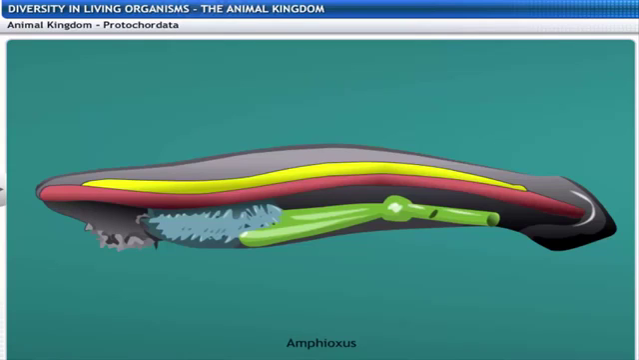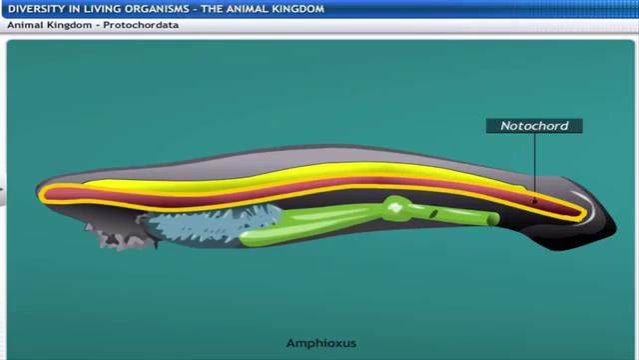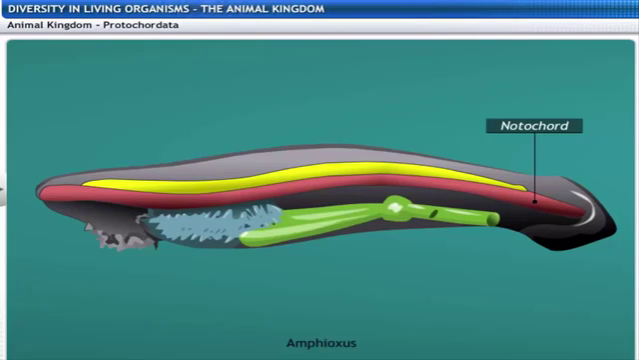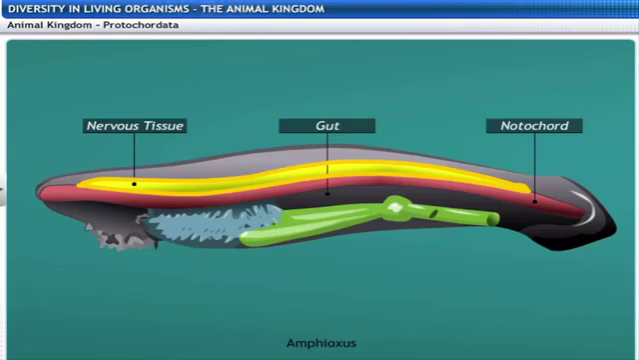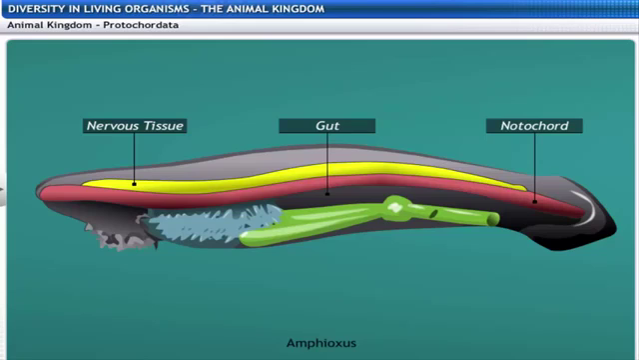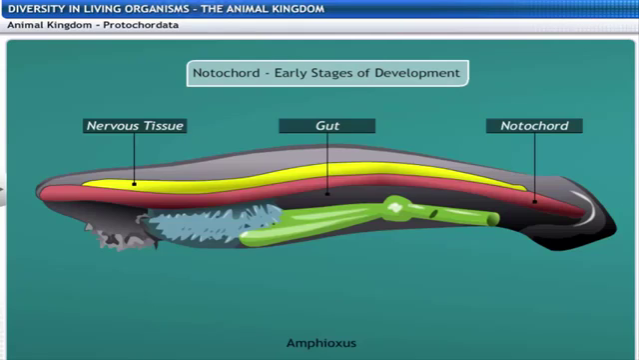Protochordates show a new feature of body design, namely the notochord, at least at some stages during their lives. The notochord is a long, rod-like support that runs all along the back of the animal, separating the nervous tissue from the gut. However, the notochord remains associated with their life cycle only during their early stage of development. The notochord provides a place for muscles to be attached for ease of movement.